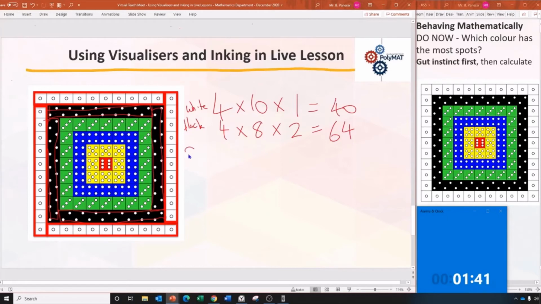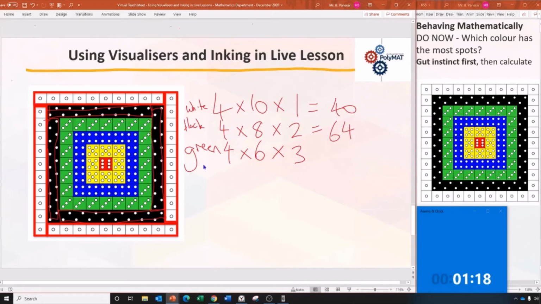Now let's think about the green squares. Can I conjecture? Is there a pattern here? I've started off with a small case. I'm trying to specialize, and I'm going to see if there's a pattern. Would I have 4 strips? Potentially. And what's the pattern here? 10, 8, 6. We're going down in 2s, and then we should probably be going up in 1s here. 4 times 6 times 3.